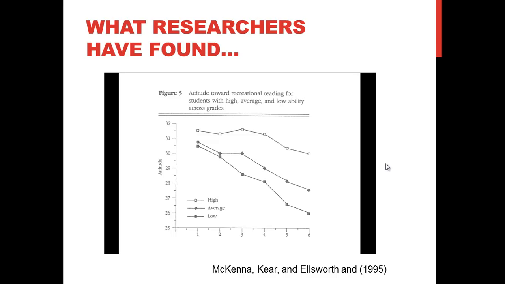If you see on this slide here from McKenna and Ellsworth, they measured student attitudes towards reading using the Elementary Reading Attitude Survey. As you can see, as texts get more difficult around 3rd, 4th, 5th, 6th grade, students' attitudes start to drop, particularly in those low and average attitude groups. So it's really something that can be valuable data for us as teachers, and teachers as researchers, to be able to understand our students' attitudes towards reading.